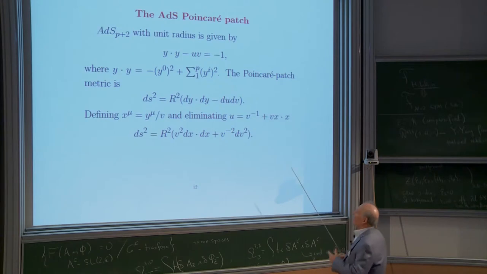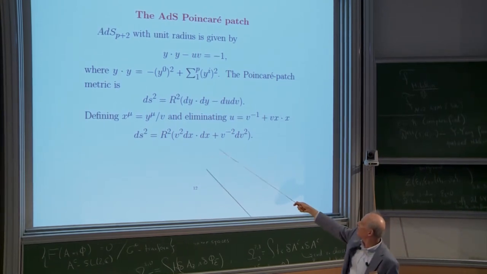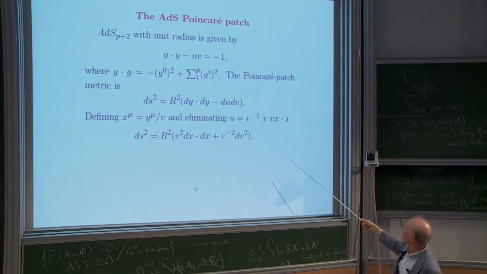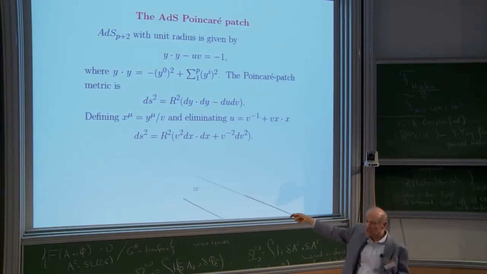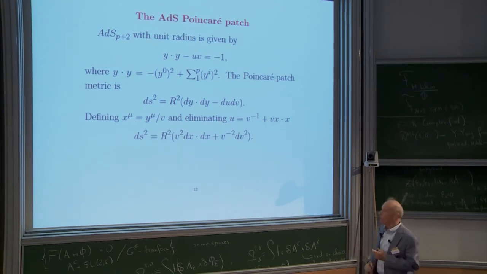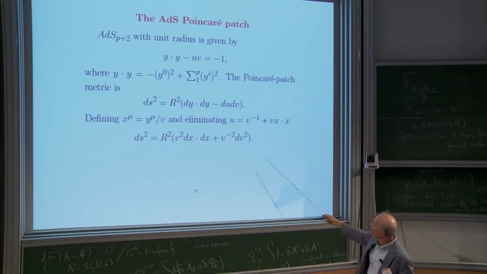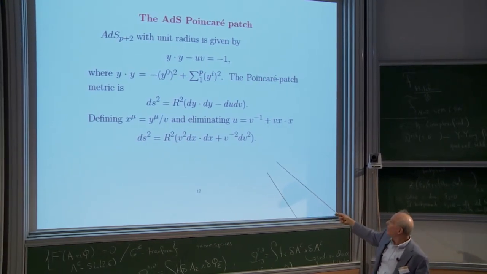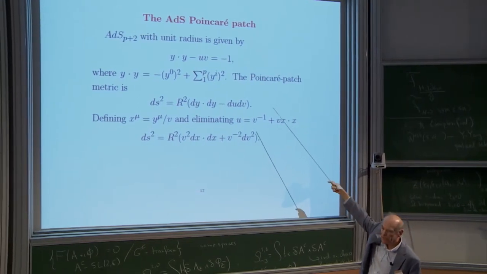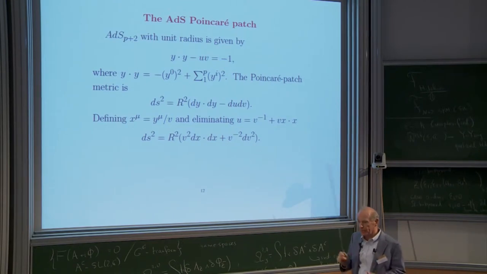And so if you just make the simple change of variables going to x by dividing out v from y, and solving this equation for u and substituting into the metric, you get this formula for the Poincaré patch metric. And the only thing that's not manifest in this formula is the conformal symmetry. And that's trivial in the hypersurface. It's just some trivial transformation which you can easily trace through to this formula.